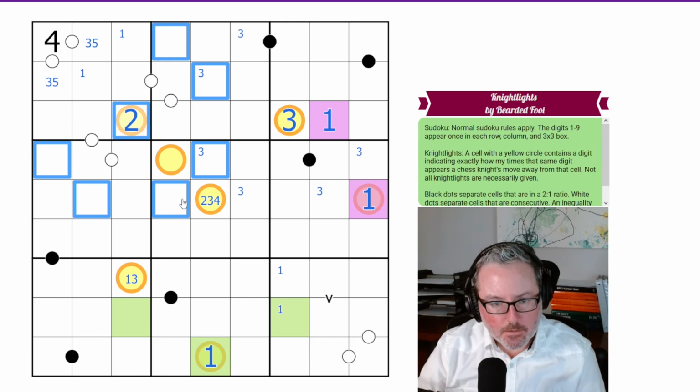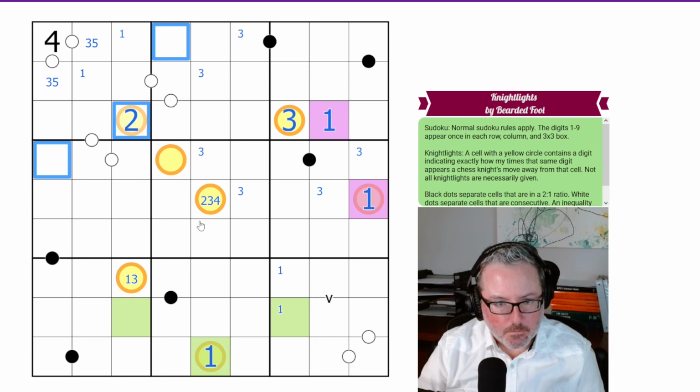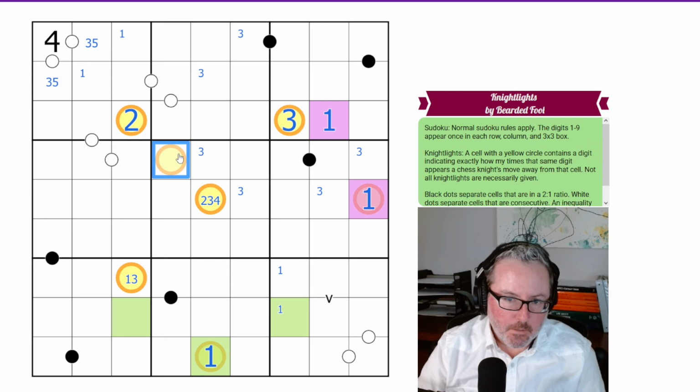Could this be a 2? If it was, it would take those out, and it would force the 2 to be there. That's saying if this was a 2. But that doesn't look like it does anything for me either. Okay, maybe we look at this one, see what our possibilities are.